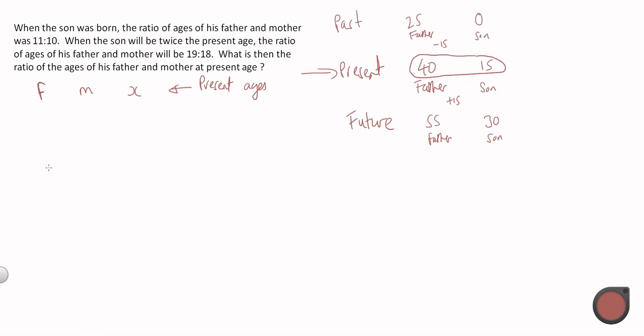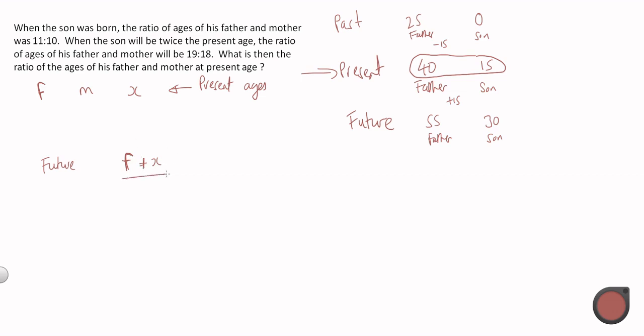Right, let's talk about what happens in the future. I'm going to write some algebra in terms of F, M, and X for the future. So in the future, you've got the father's age plus X. Whatever the father's age was in the present, it was F, but you add on X, just like here we added on 15. Here we're adding on X. So that's the father's future age. F plus X is the father's future age.